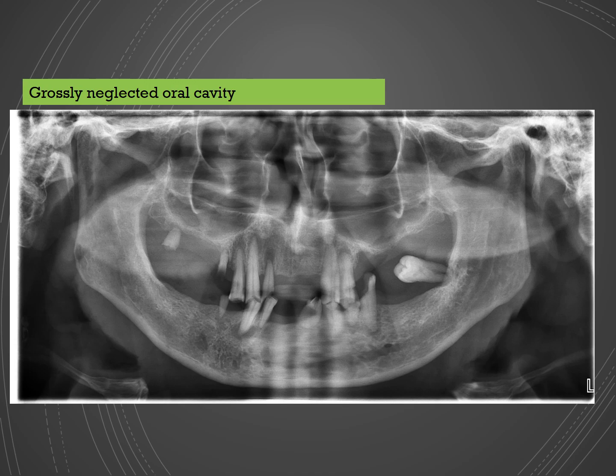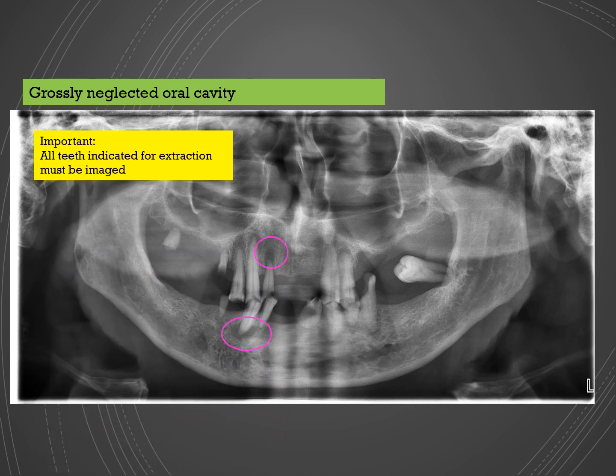where and how panoramic image can be useful in diagnosis. So I have used most of the images from our own archive for education purposes. This is an example of a grossly neglected mouth where you're seeing multiple decayed teeth with multiple periapical pathologies. Most of these teeth are indicated for extraction, and all teeth that are indicated for extraction must be imaged. So in this case, the doctor has chosen to prescribe a panoramic radiograph because there is a wide range of teeth which can be covered, and it also gives you an assessment of the bone height so that the patient can then receive a denture afterwards.